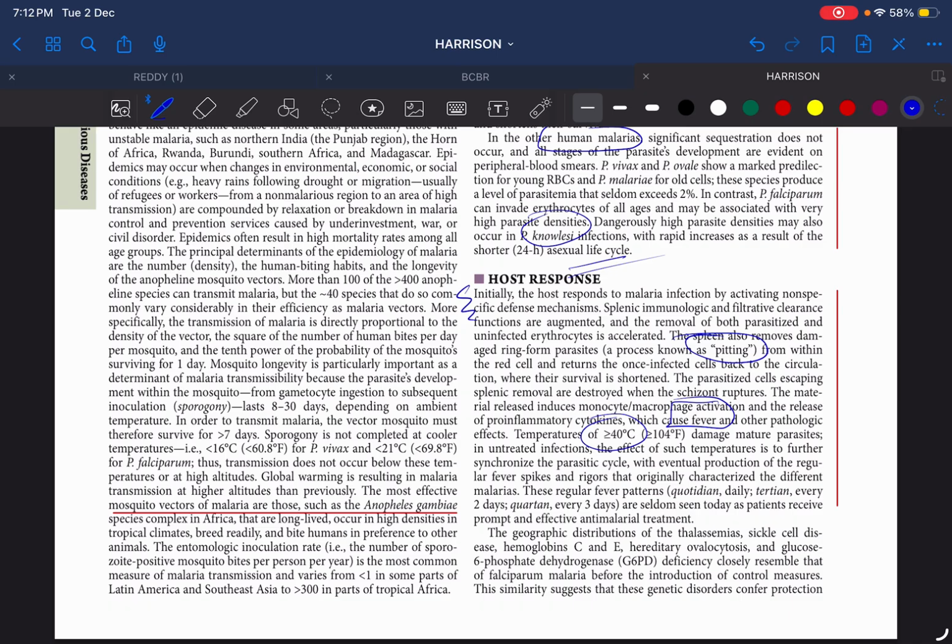So these are the different fever patterns: the quotidian, the daily; tertian, every 2 days; and quartan, every 3 days. All of these happen in patients who don't get proper treatment. If they are getting proper treatment, these fever patterns won't happen.